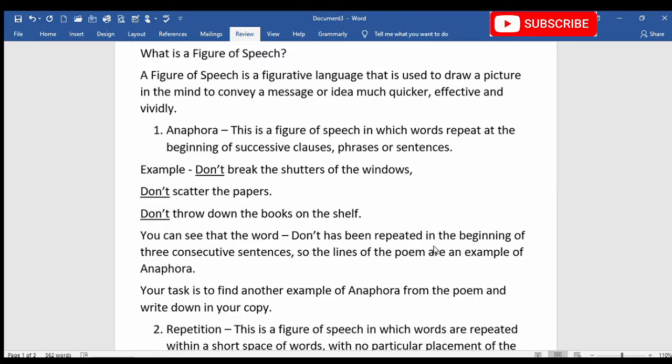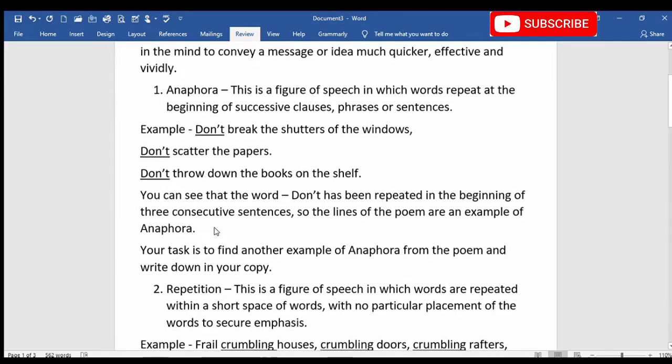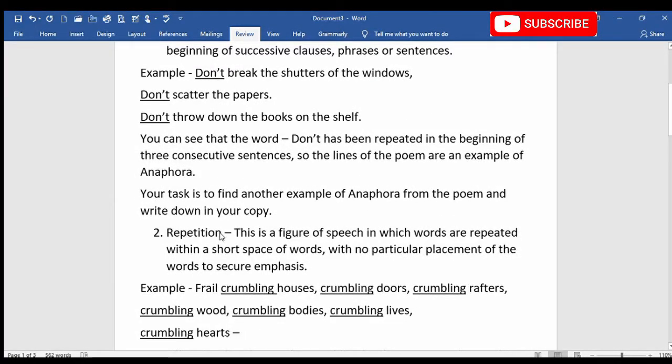So the lines of the poem are an example of anaphora. So you can now understand that the same word has been repeated in the beginning of the sentence, and that too in the beginning of 3 consecutive sentences. So this is an example of anaphora. Now your task is to find another example of anaphora from the poem and write it down in your copy.